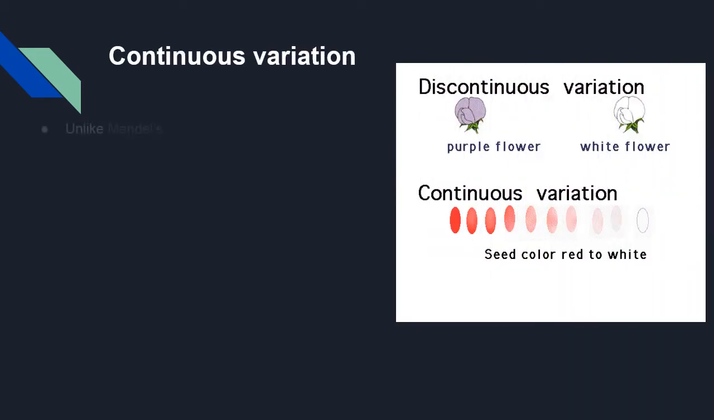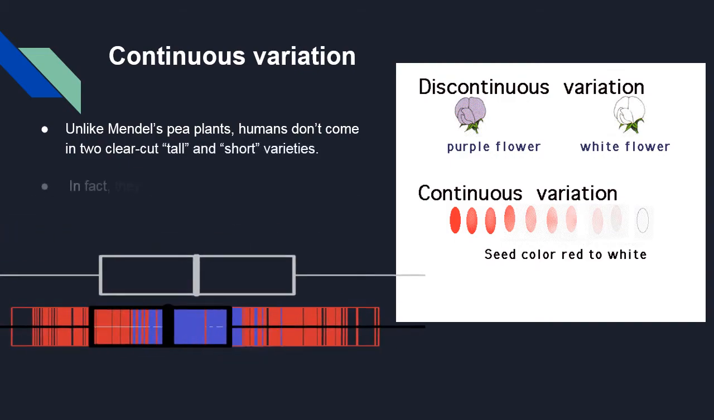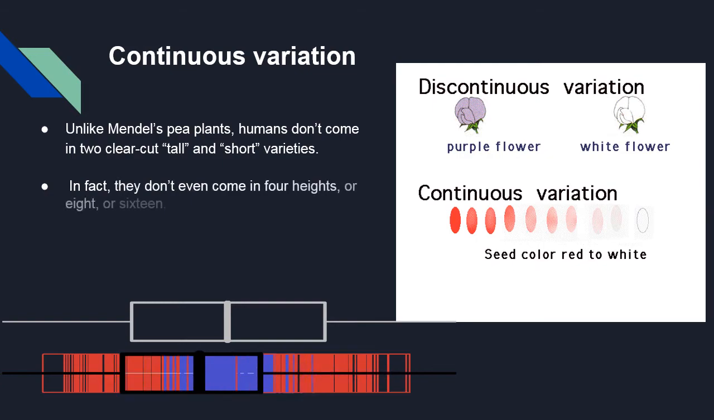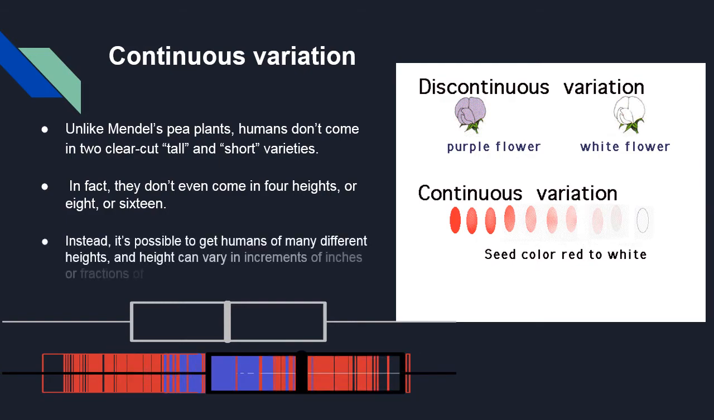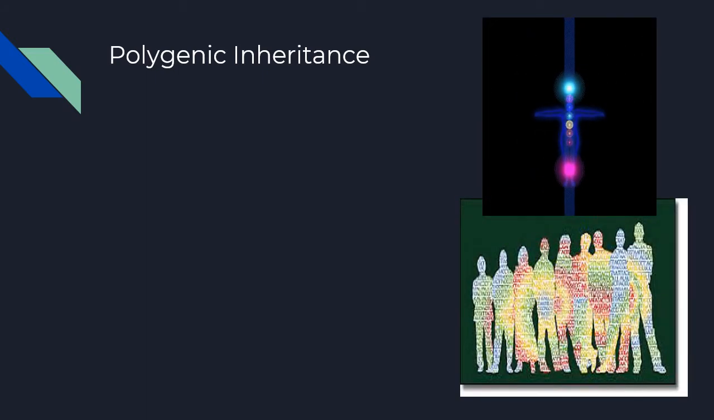Continuous variation. Unlike Mendel's pea plants, humans don't come in two clear-cut, tall and short varieties. In fact, they don't even come in 4 heights or 8 or 16. Instead, it's possible to get humans of many different heights, and height can vary in increments of inches or fractions of inches. Now let's talk about polygenic inheritance.